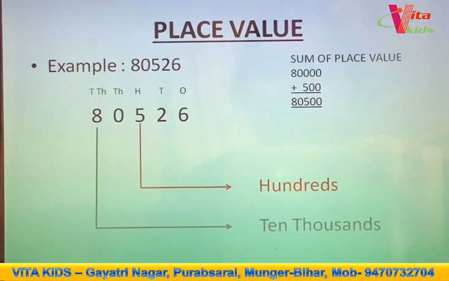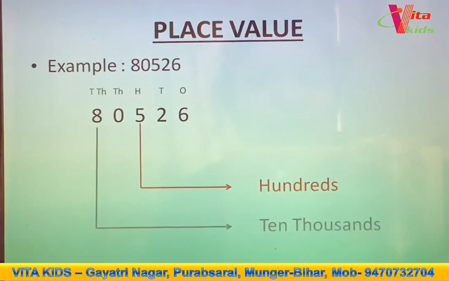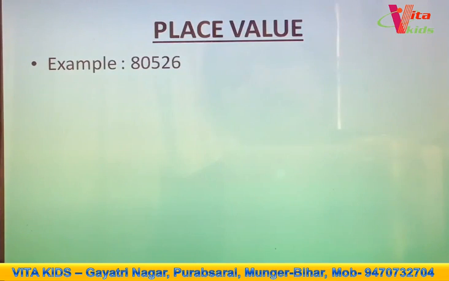Now let us see how we can find the difference of it also. Difference in the place values of these two places. 80,000 minus 500. So that is going to give us 79,500. Okay, this is done. Now, if I ask you, can you change the digit on the hundreds place with the digit on the 10,000 place? What will we do? Hundreds place we have 5 and 10,000 place we have 8. So we will exchange their places. So the number will become 50826. Okay. The same number.